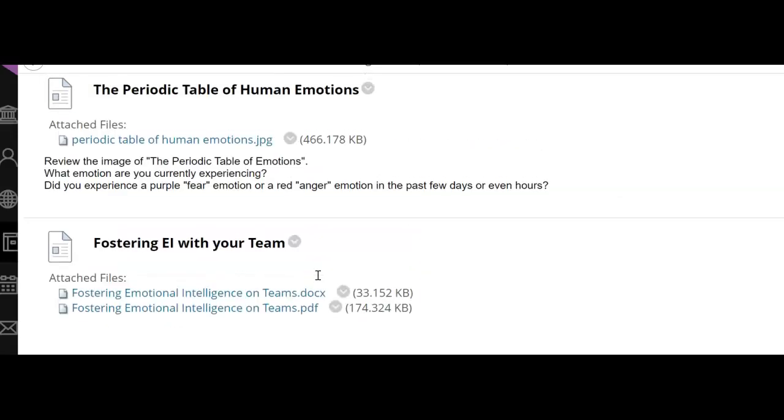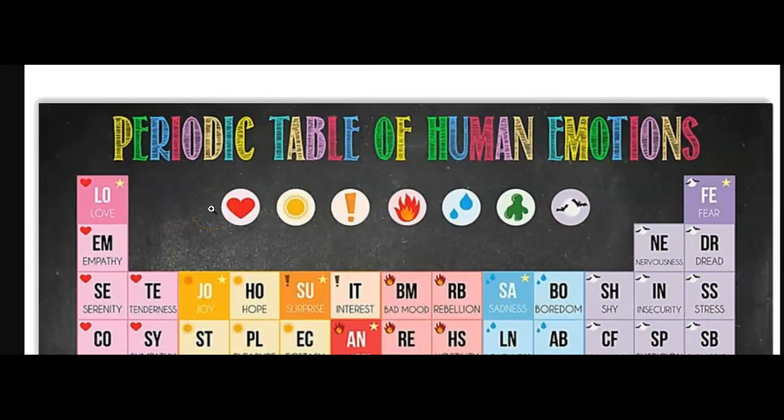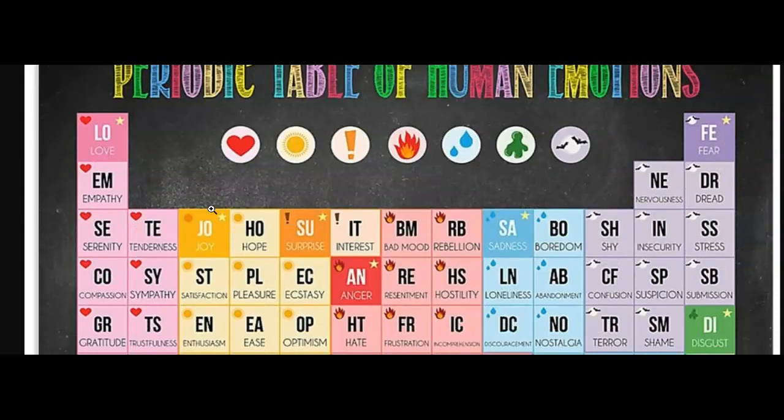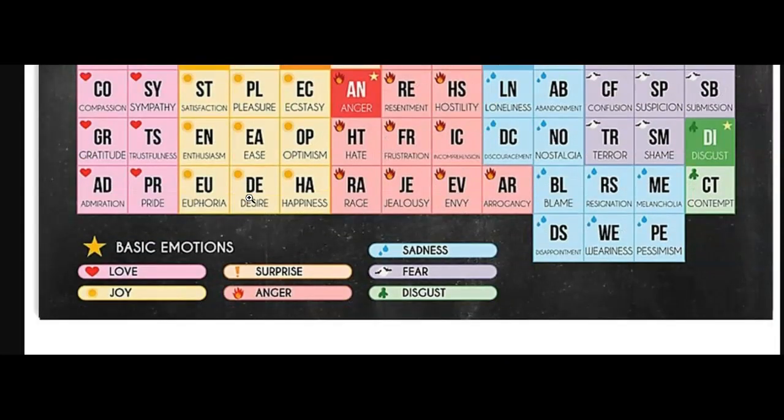So before we end, let's get back to the periodic table of human emotions. I came across this a few years back. I absolutely love this table. I have it framed in my office. So what I like about it is that it gives you the basic emotions of love, joy, surprise, anger, sadness, fear, and disgust. Typically, we're pretty good at identifying these basic emotions, but sometimes we even need work on that.